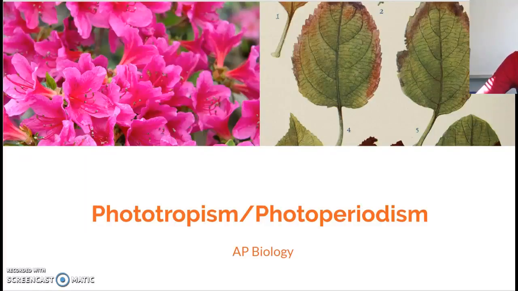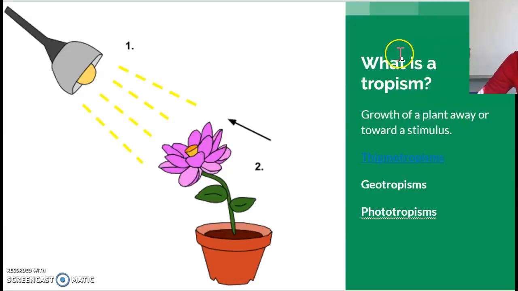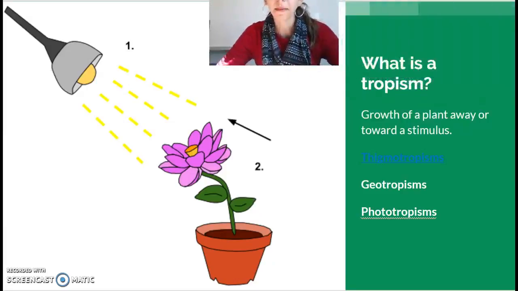Hey guys, so in this video we're going to be talking about phototropism and photoperiodism. Now these are two very different processes, but they're important in plants as living organisms. So first of all, what is a tropism? This is just a type of growth of a plant away or towards a stimulus.